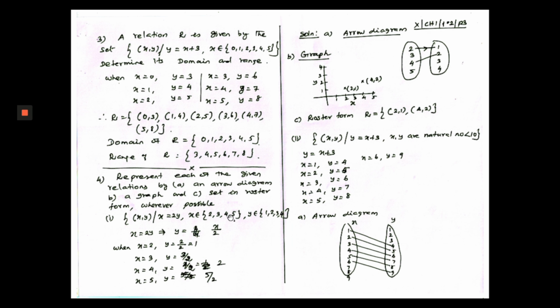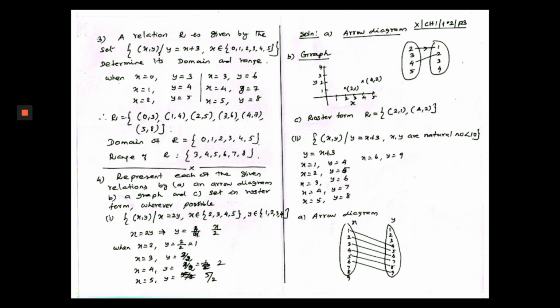X takes the values 2, 3, 4 on the x-axis and y takes the values 1, 2, 3, 4 on the y-axis. The graph points are (2, 1) and (4, 2). Yes, (2, 1), (4, 2). The graph is also over. Roster form: the (x, y) which satisfy the condition x is equal to 2y. Only two values satisfy the condition. When x is equal to 2, y is equal to 1, so (2, 1). When x is equal to 4, y is equal to 2, so (4, 2). So the roster form is over.